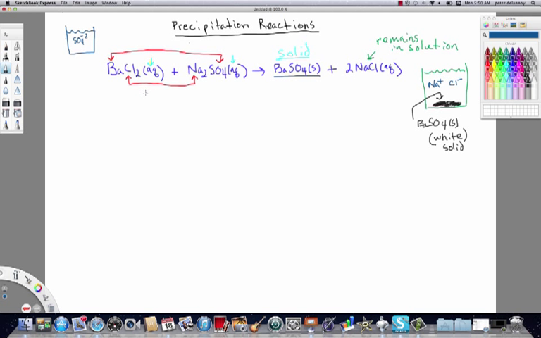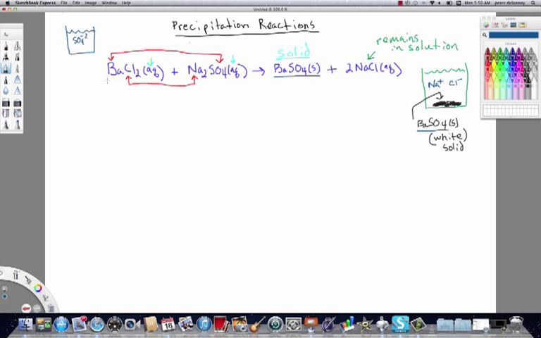So oftentimes you're going to be asked to write what's called a net ionic equation that shows the formation of the solid that results from this reaction. And in order to do that, there is a process here. The first is recognizing that the two compounds that are being combined here are ionic solutions.